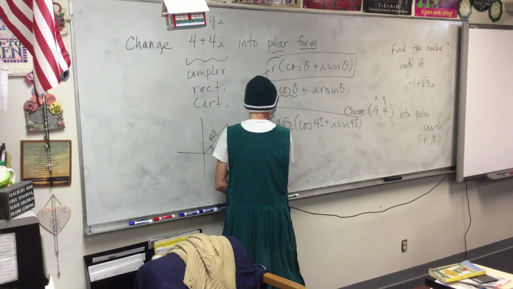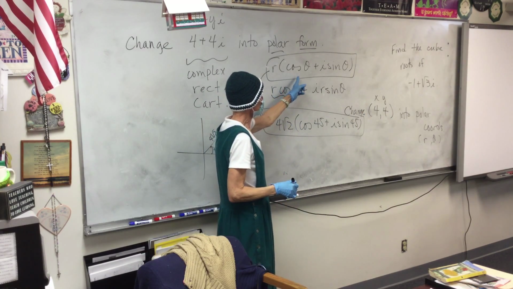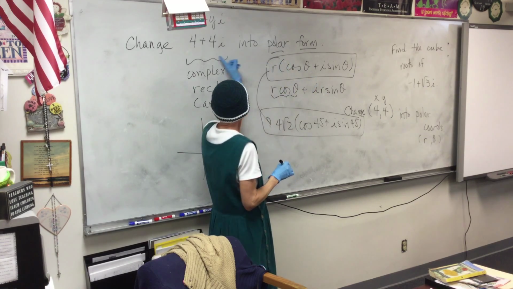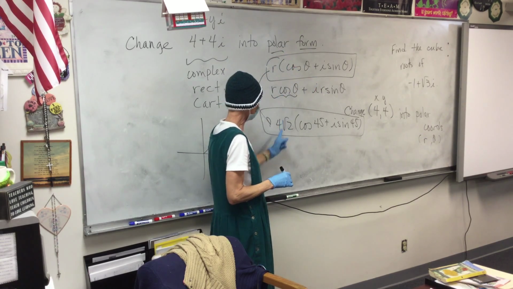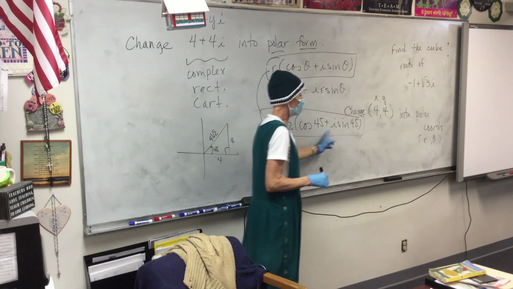So I write my format, which is r, parentheses, cosine theta plus i sine theta. That is called polar form. Your job was to change it into polar form. So our r was 4 root 2, and our angle was 45.